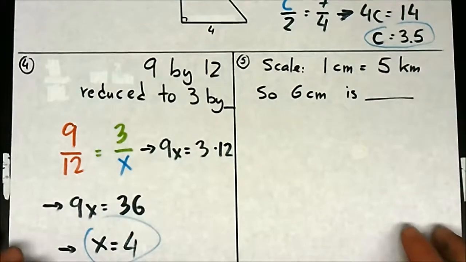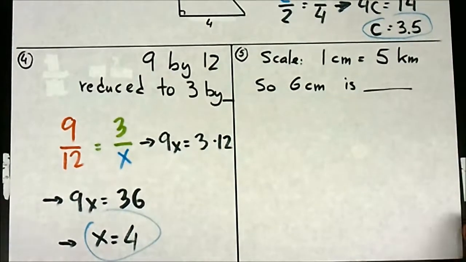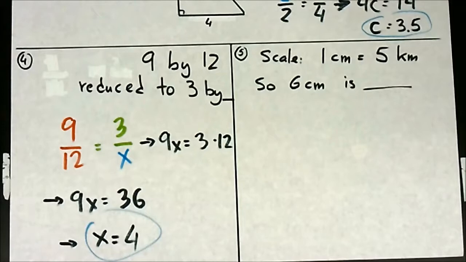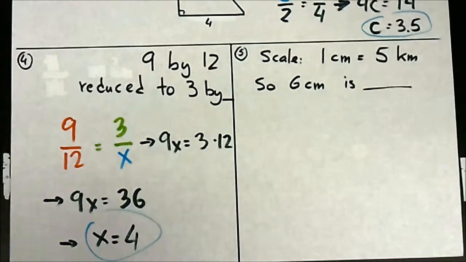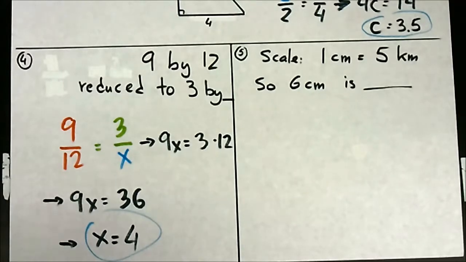Then let's take a look at number 5, which is right here. Number 5 tells us there's a scale. 1 centimeter is 5 kilometers, and I think we're reading a map in this problem. They tell you that if you move 6 centimeters on the map, how far is that in real life? Not a problem. The scale acts as one of your ratios. Since it's to scale, it's automatically proportional. So it's kind of neat like that.